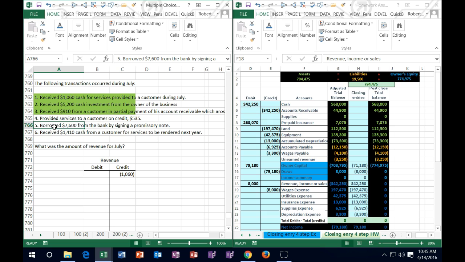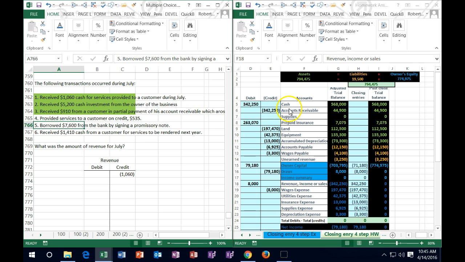4, provided services to customer on credit. Okay, so we're going to say, is cash affected on that one? And it says on credit, so that means that generally, no, we didn't get cash. We got something else. Notice that this on credit, oftentimes we'll say on credit, often say on account. And those two words basically mean that usually accounts receivable or accounts payable is affected.